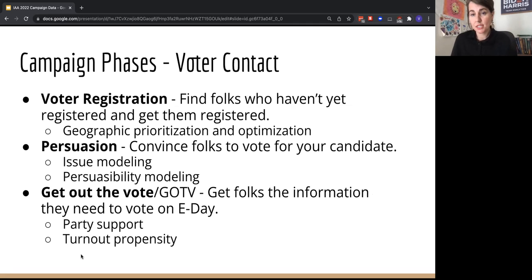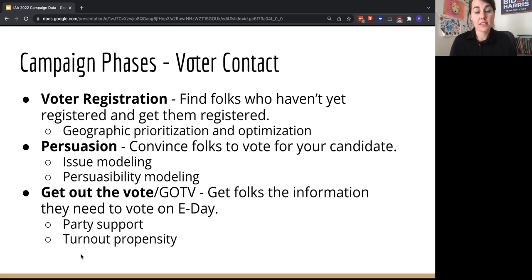The first stage, and this is kind of in chronological order of how this work happens, is that we're finding folks who aren't even registered to vote yet and getting them registered. So this is very characteristically, you see folks outside of grocery stores who are trying to register you to vote. Where they are sitting and when they are sitting there is not random.